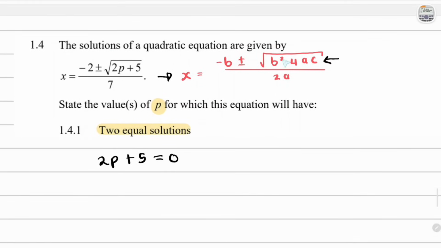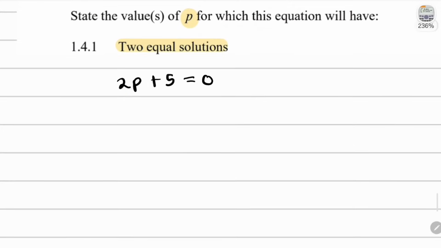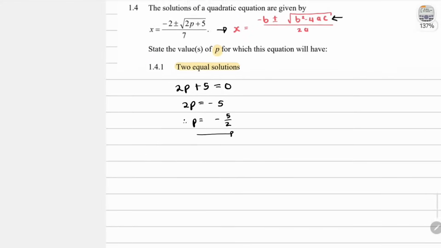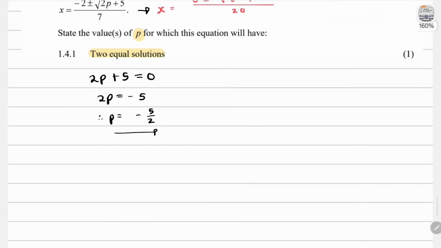And that makes perfect sense because if this is equal to 0, you're just saying square root of 0, which is 0. So the only thing left would be that negative b over 2a. In this case, negative 2 over 7. That will be the only root. So this means that 2p is equal to negative 5. Divide both hand sides by 2 and p is equal to negative 5 over 2. And that is what p needs to be to have equal solutions.